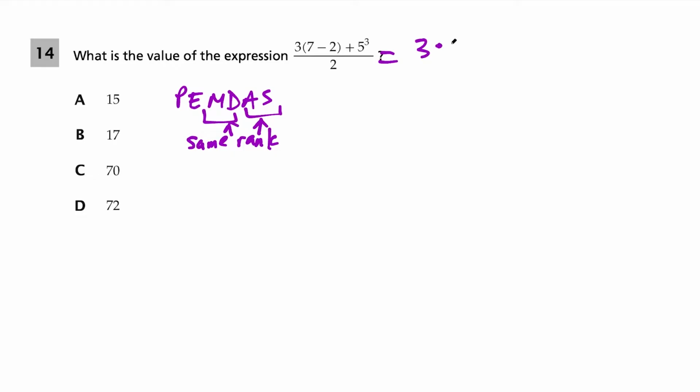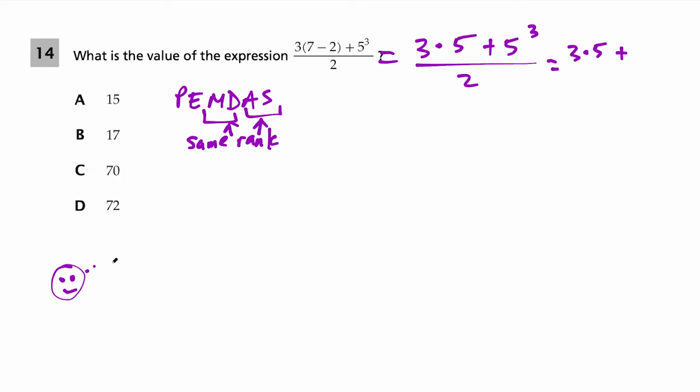We're going to have 3 times 7 minus 2 is 5, plus 5 to the third, and we're dividing by 2 like this. So now the next thing that jumps out at me is we have 5 to the third power. That's an exponent term, which outranks multiplication and division here. So what we have is we're going to have 3 times 5 plus 5 to the third power.